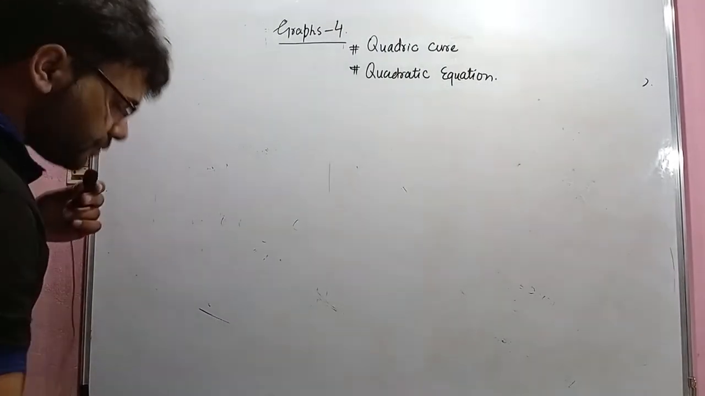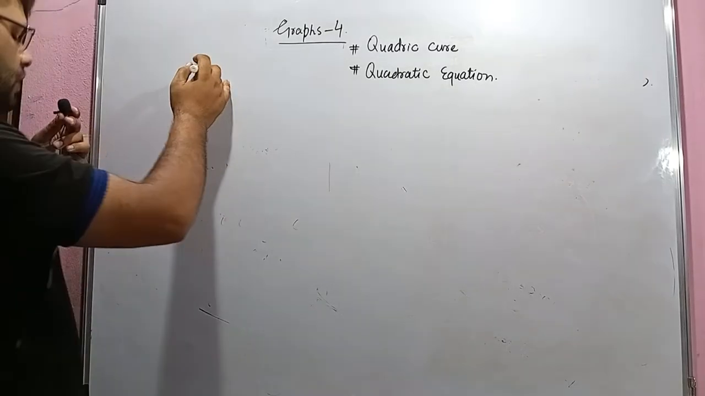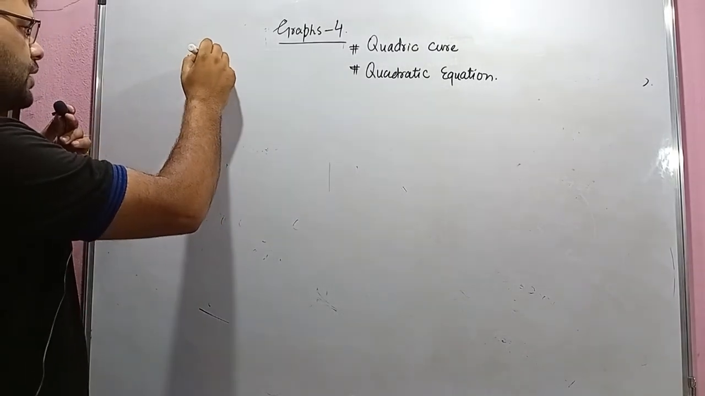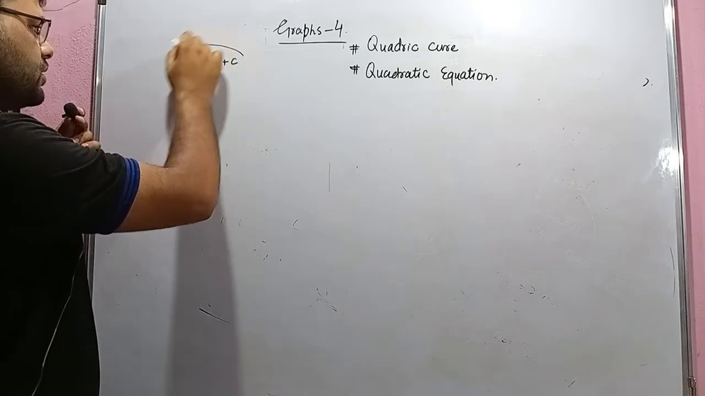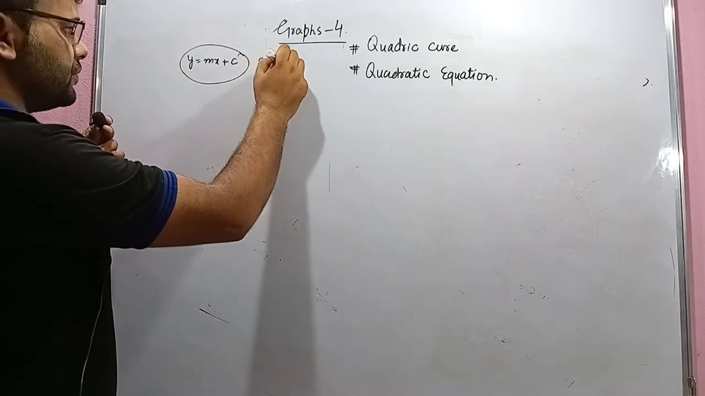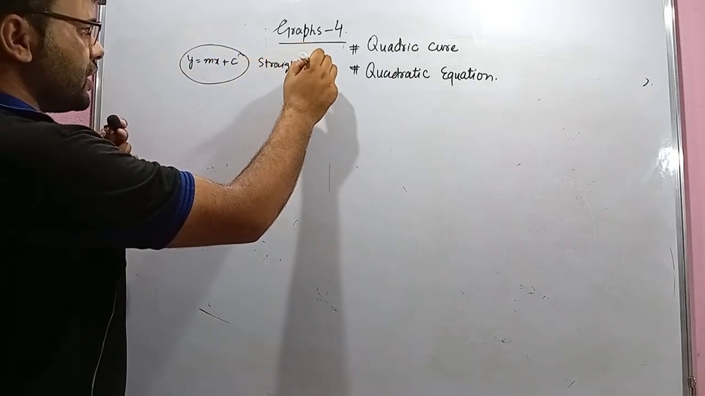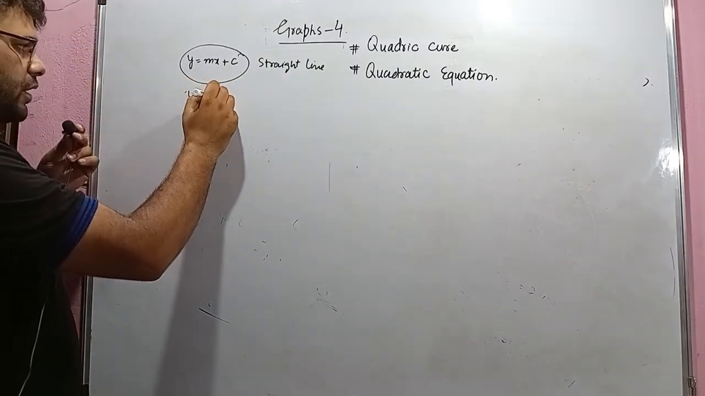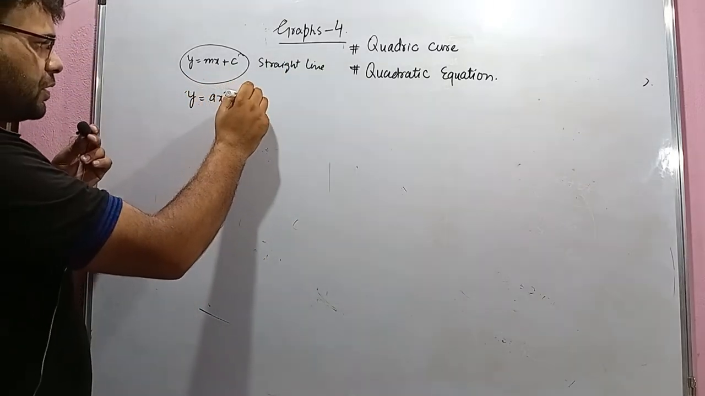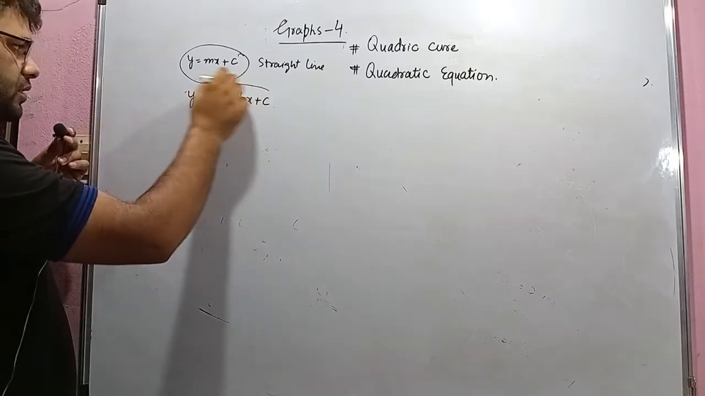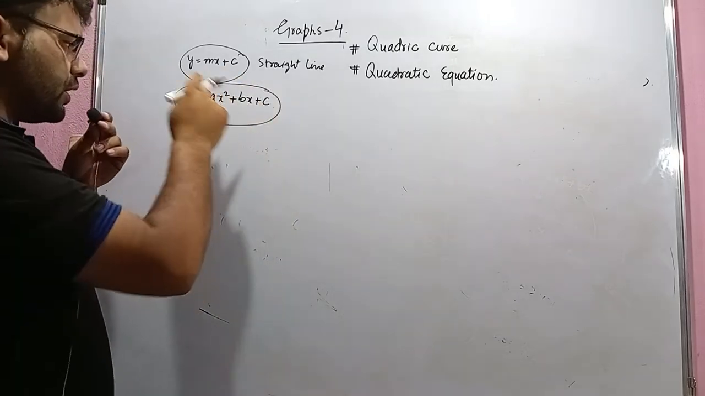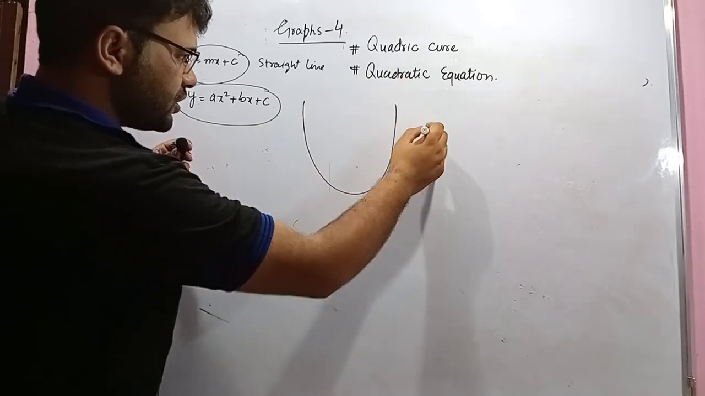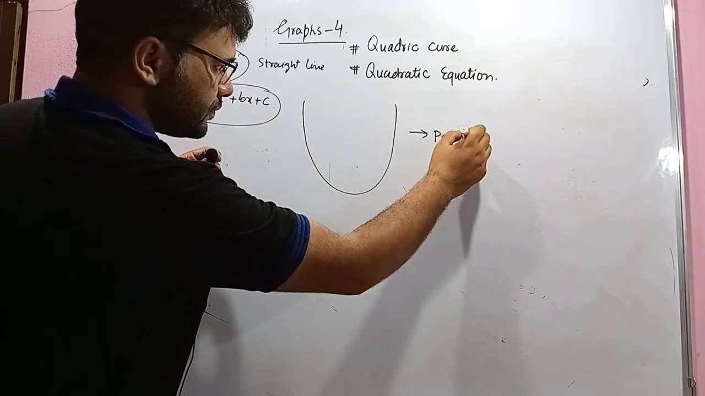Now next we see what the graph of the quadratic curve looks like. We know y is equal to mx plus c. Graph of this curve is a straight line. And we have next curve, this is quadratic curve ax square plus bx plus c. What is the graph of this? When we are plotting the graph of this curve, it will be U-shaped like this, and this shape is called a parabola.